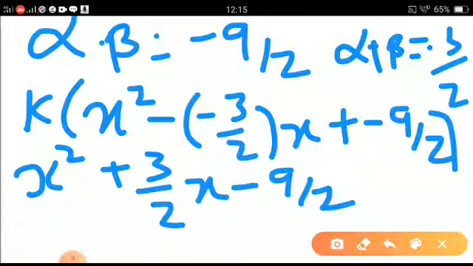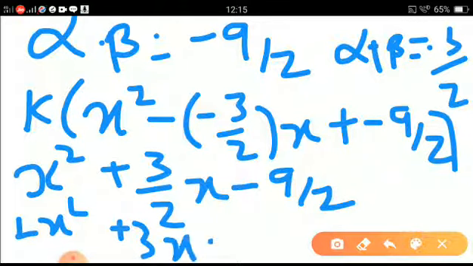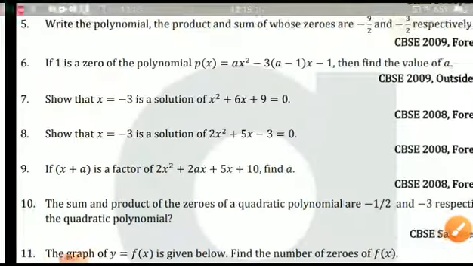Either you can write this as the polynomial or just multiply throughout by 2, and what will I get? It will be 2x square plus 3x minus 9. So that will be the polynomial. See, why is that division by 2 not there? While finding zeros, you are always equating to 0. So the denominator 2, if it is multiplied to 0, it becomes 0. So no need to write that 2. So my polynomial will be 2x square plus 3x minus 9. It is one of the polynomials. Okay. Next one.